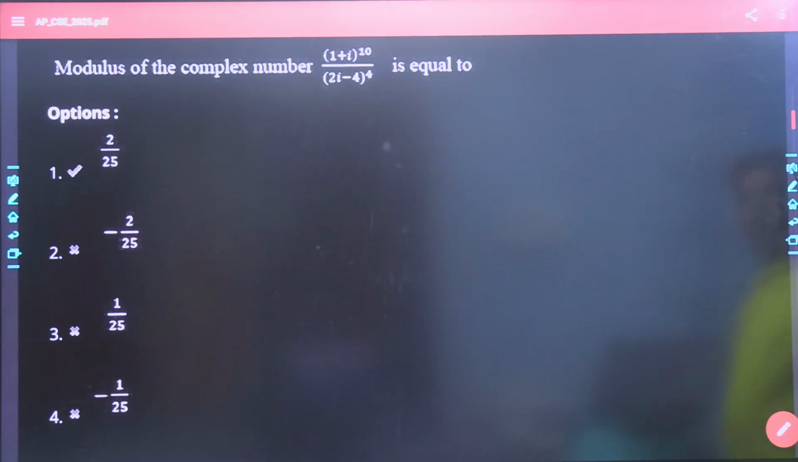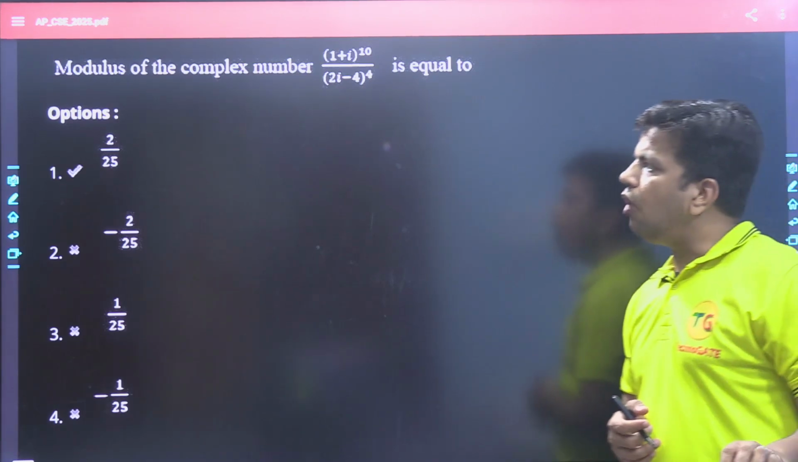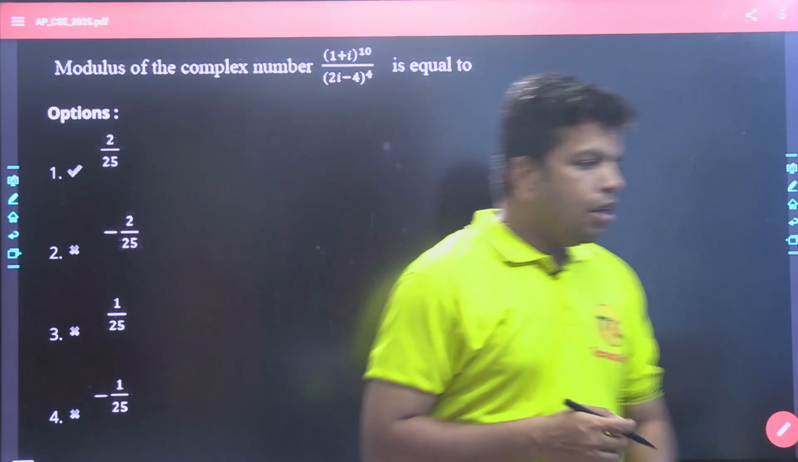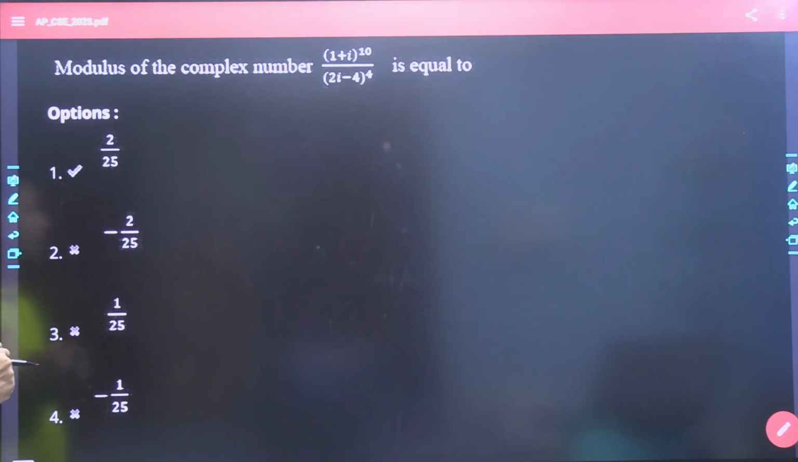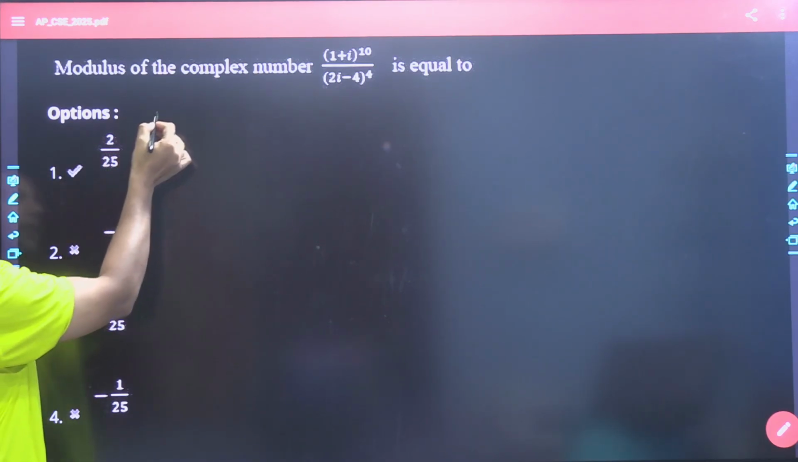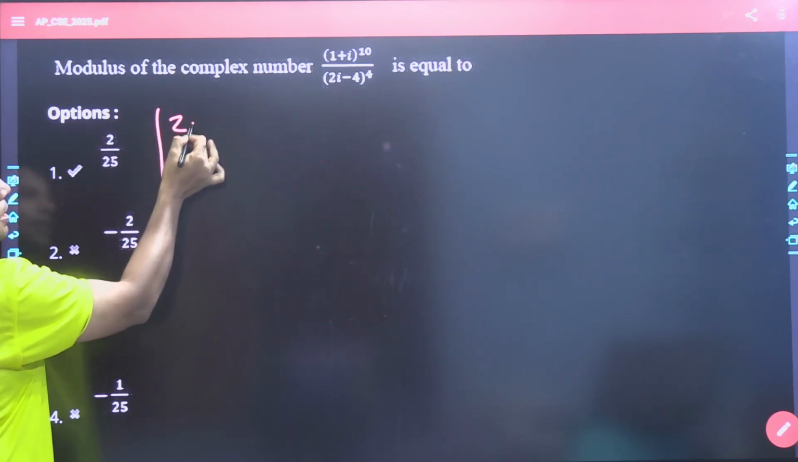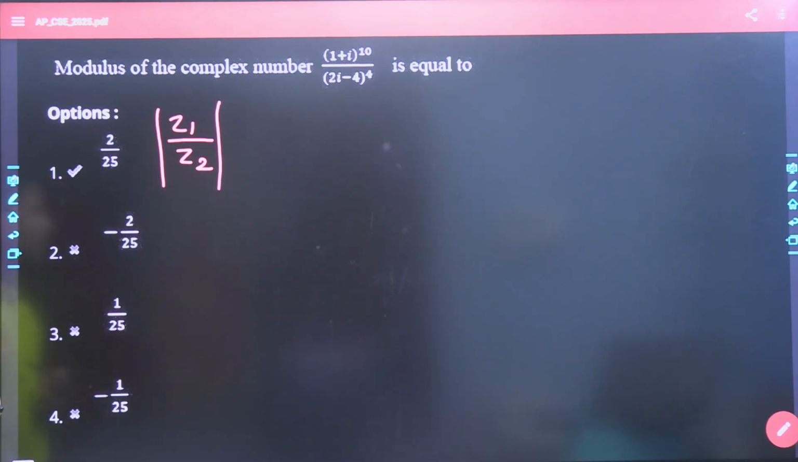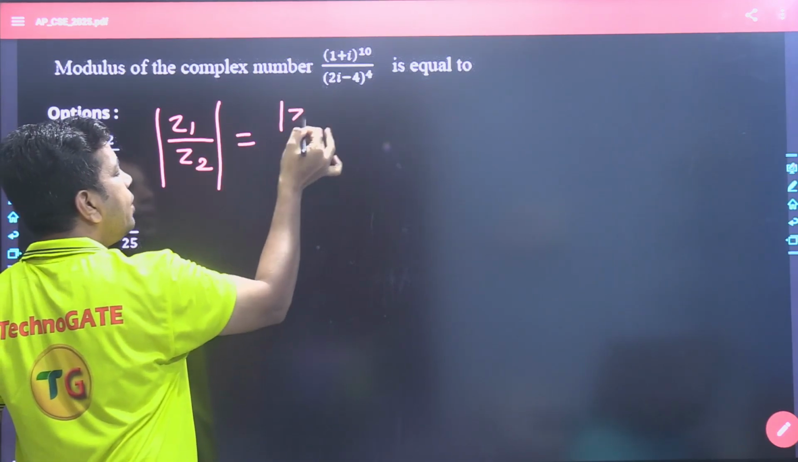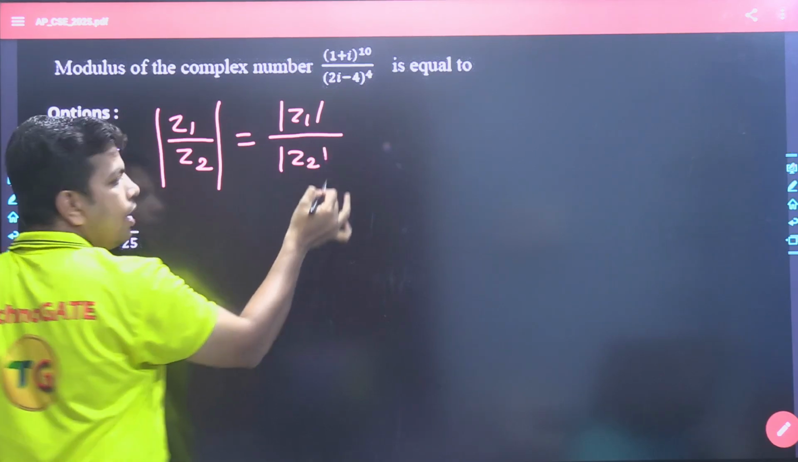Question number 16. Now we need to take the modulus of a complex number and check that this modulus is equal to what? 2 by 25 is the answer given. So let's try. First of all, find the modulus. As we know, the modulus property: z1 is a complex number, and z2 is also a complex number. You need to take mod of this, so you can take the individual mod of the first and the individual mod of the second.